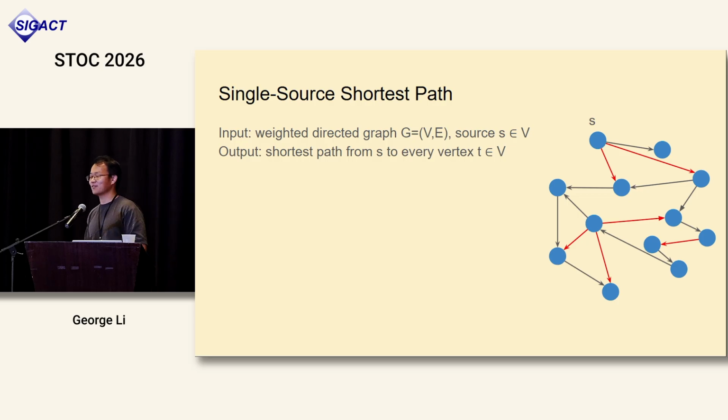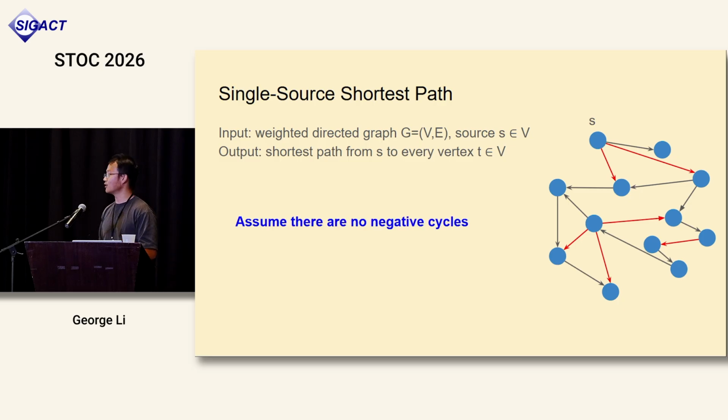You're given a weighted directed graph and a source vertex S, and the goal is to compute the shortest path from the source vertex to every other vertex T in the graph. In the most general case, the edge weights can be positive or negative. And that's the problem. For the sake of this talk, we're going to assume that there are no negative cycles. With negative edge weights, it's possible that there are going to be negative cycles. Our algorithms can detect when this happens. So for the talk, there are no negative cycles.